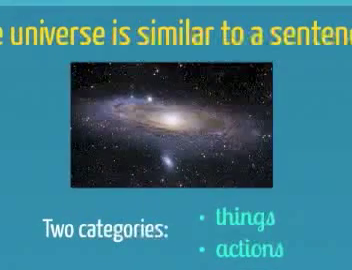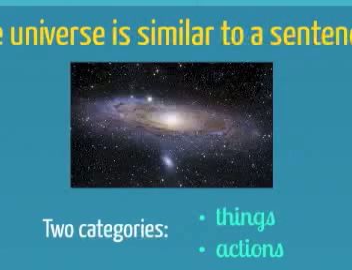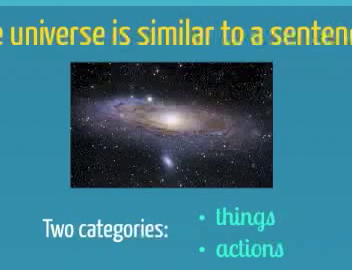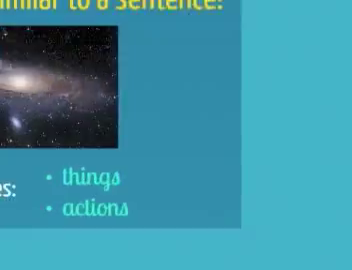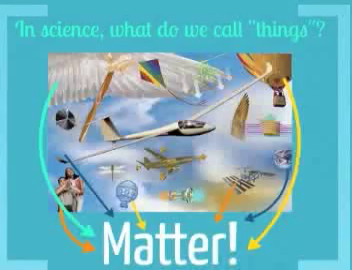Well, it's because the universe is similar to a sentence in the fact that we can divide everything into two categories, either things or actions. Things are kind of like our noun or our subject, and actions are like our verb. But we have some more scientific language for this. So in science, what do we call things? If you said matter, you'd be right.